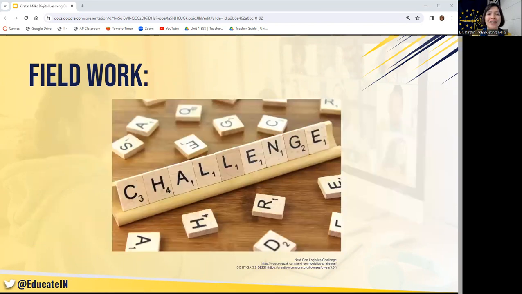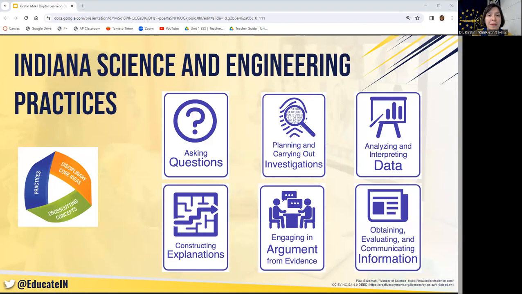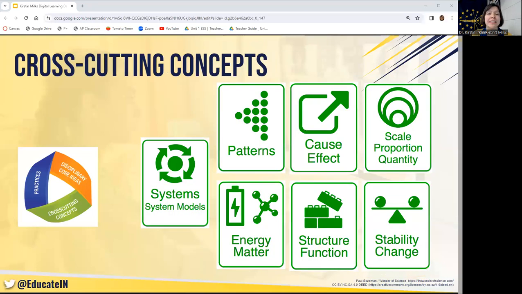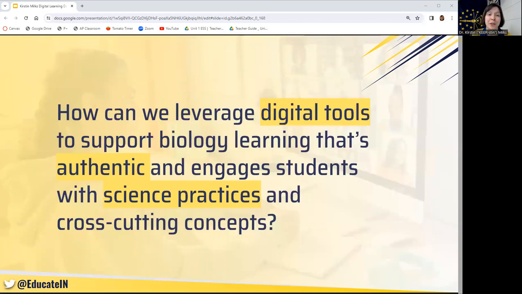Now, I don't know about you, but I teach at 7:45 in the morning in a school building and a short period. It was really a challenge to think about how I could engage my science students in this work that I knew would help support their development in science and engineering practices, particularly communicating what they've learned, while also allowing them to see cross-cutting concepts in an actual ecosystem. That's where the field experiences came from. They're my answer to figuring out how we can leverage digital tools to support biology learning that's authentic and that engages students with science practices and cross-cutting concepts.